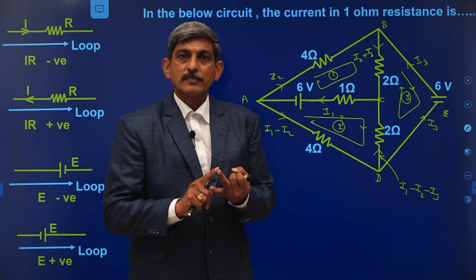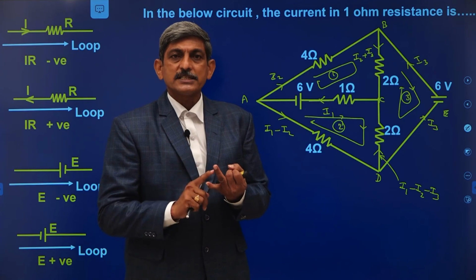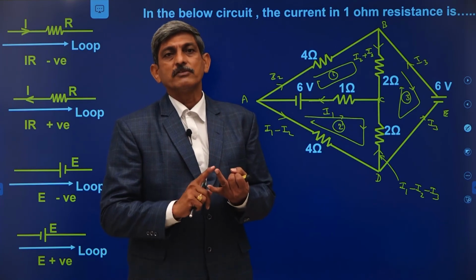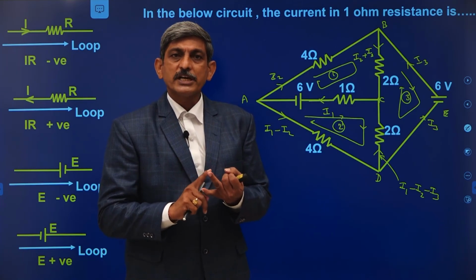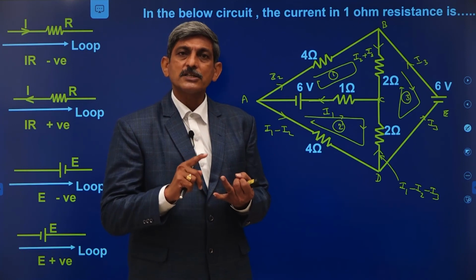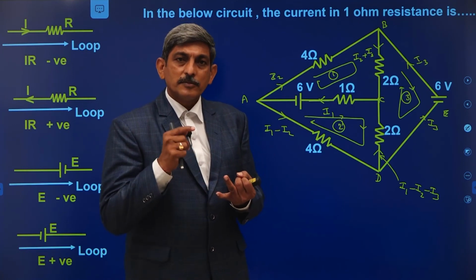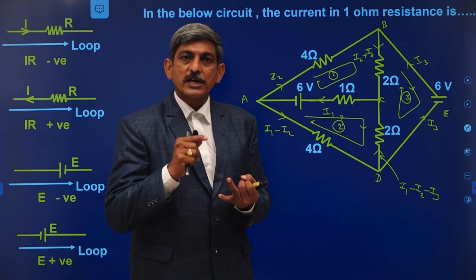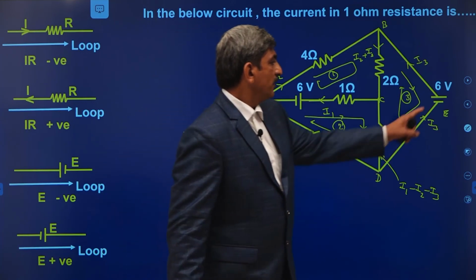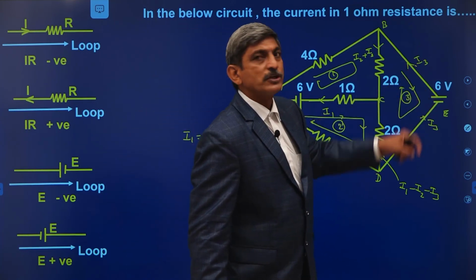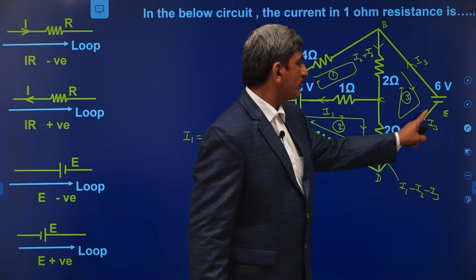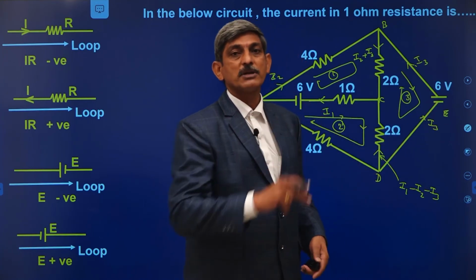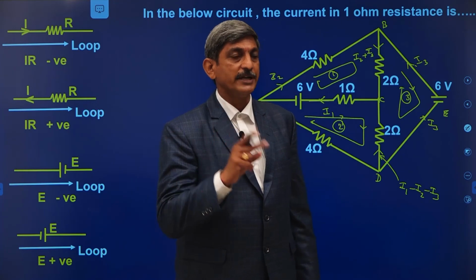Second step, assume the different currents in the different branches of the network. While assuming the currents, the direction of the current is your choice. But at the time of assuming the currents through the batteries, if a current is coming out of the positive terminal of the battery, the same amount of current must be entering into the negative terminal of the battery. That must be kept in mind.